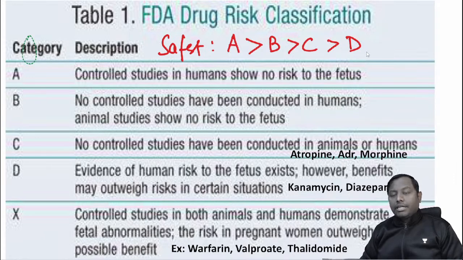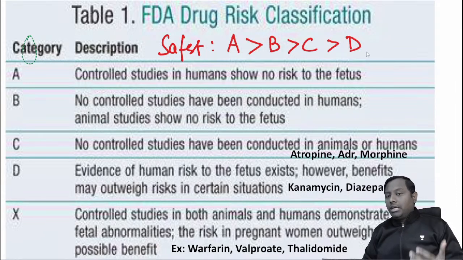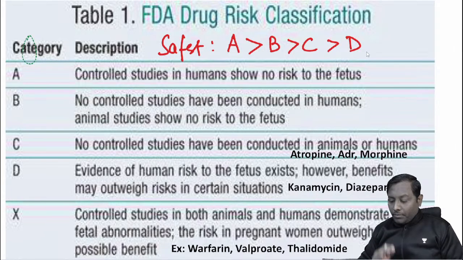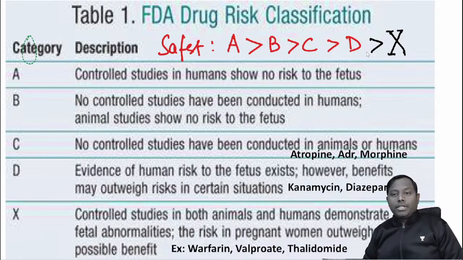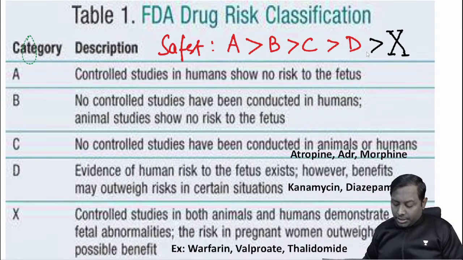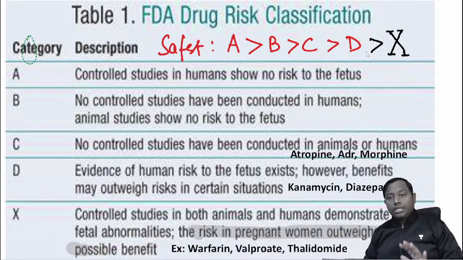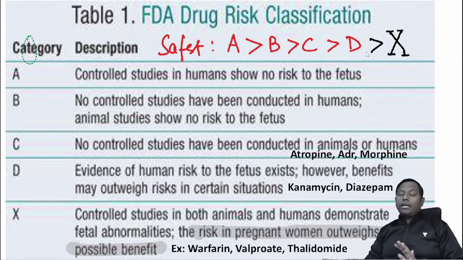D can be given, like diazepam in pregnancy if there is epilepsy, or anti-tubercular drugs. Although they are risky, if the benefit is more than the risk, you can give them. But what cannot be given, once again, is X. No matter what benefit they offer, please don't go after X. No possible benefit can outweigh the risk. So X category drugs should not be given.